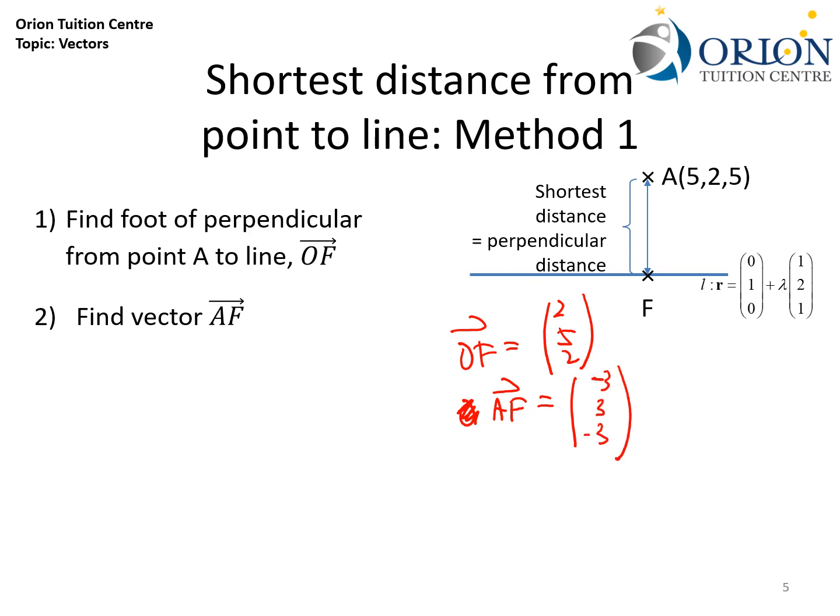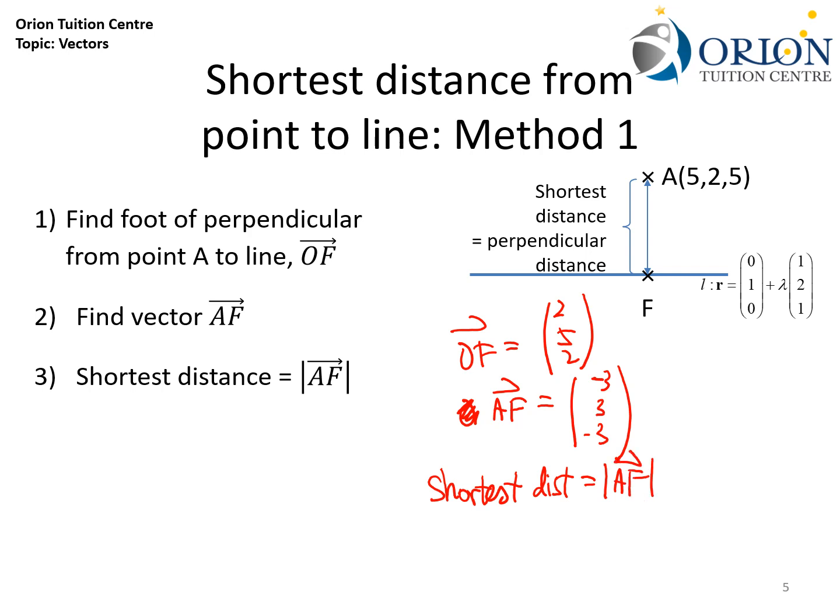And once we find vector AF, the modulus of AF will give us the shortest distance, which means shortest distance must be equals to mod AF, which is equals to mod of -3, 3, -3, which is equals to square root of 27 units.